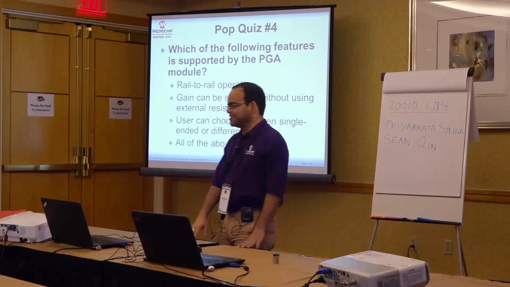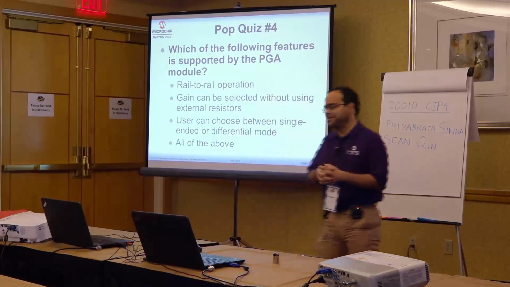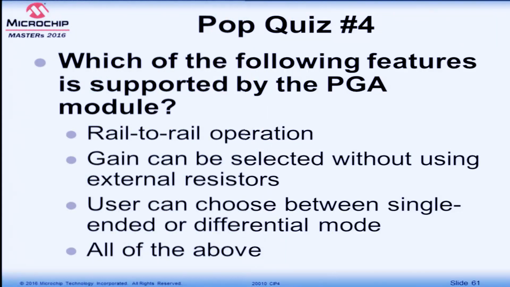Next pop quiz: which of the following features is supported by the PGA module? Rail to rail operation from 0 to 3.3 volts or 0 to 5 volts depending on the device. Gain can be selected without using external resistors. Users can choose between single ended or differential mode. Or all of the above. Yep, it's all of the above.